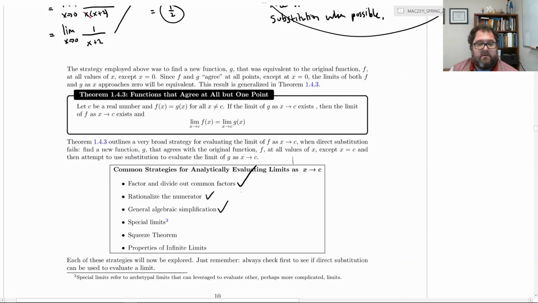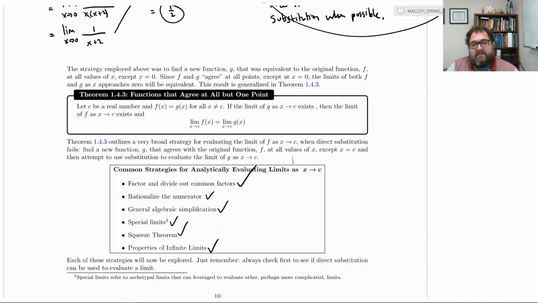Then we have this other method called general algebraic simplification. Then we're going to have some special limits that we can use. We're going to have something called the squeeze theorem. We'll have some more properties of infinite limits, sorry. And so we're going to have these, whatever, like 6 different basic techniques. And I'll have a video for each of these with a handful of examples in each video. And yeah, that's how we're going to proceed.